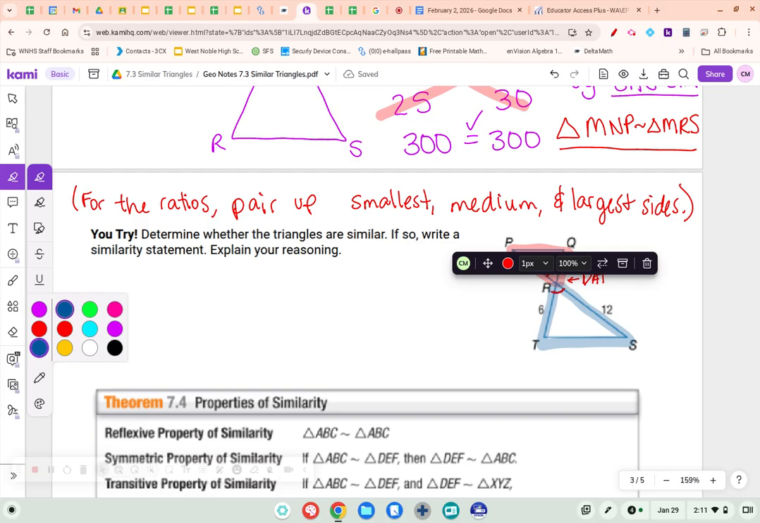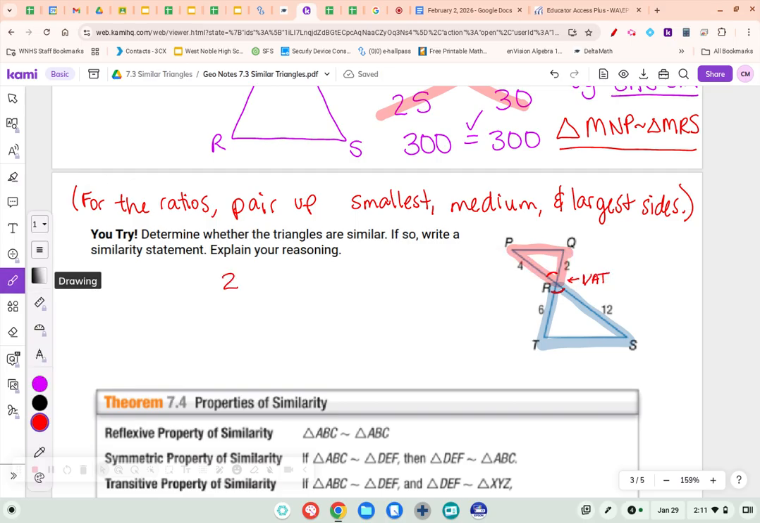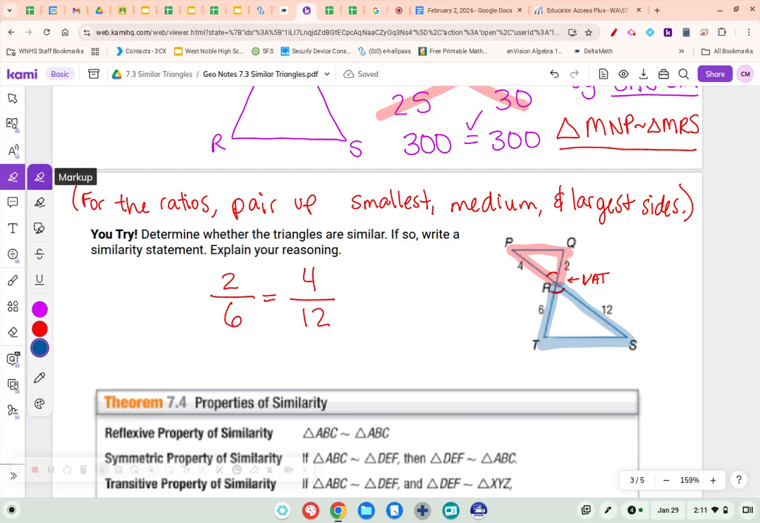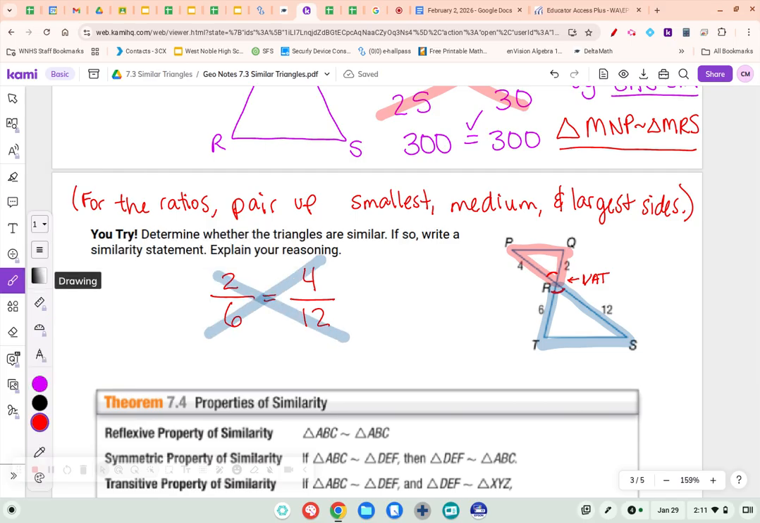So my smallest side in the red triangle is 2, and my smallest side in the blue triangle is 6. Then my biggest side in the red triangle is 4, and my biggest side in the blue triangle is 12. You can either reduce, find a decimal, or cross multiply. I'm going to cross multiply again. I feel like this is the easiest one to do when you only have two fractions, because I can quickly see that 24 is equal to 24.